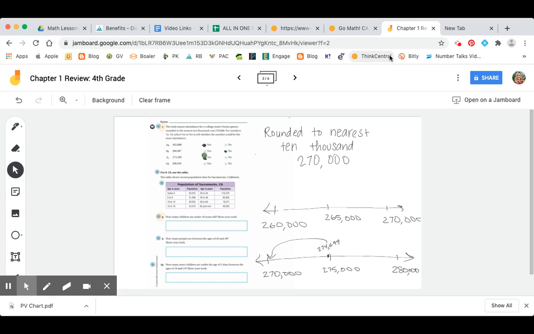All right, and then 206,636. We don't even need to draw a number line. We know that it's going to be closest to 210,000. That's a no. All right. Number lines are so helpful when we're trying to round numbers. It's important to pick out what your midpoint would be and your endpoints.